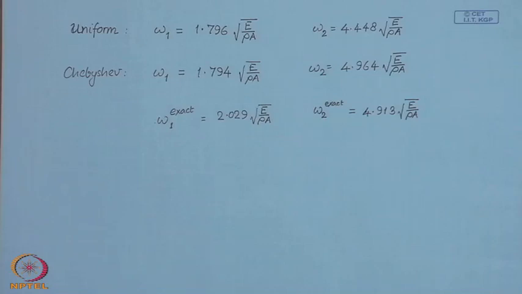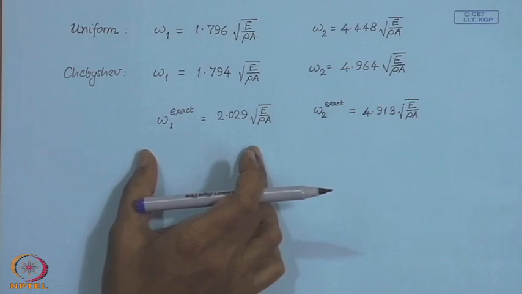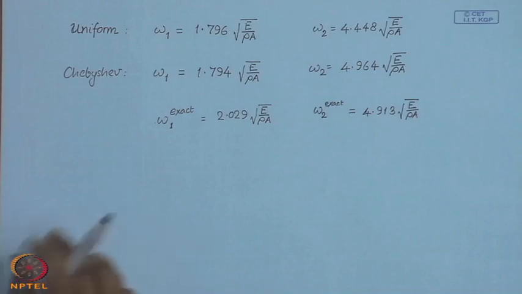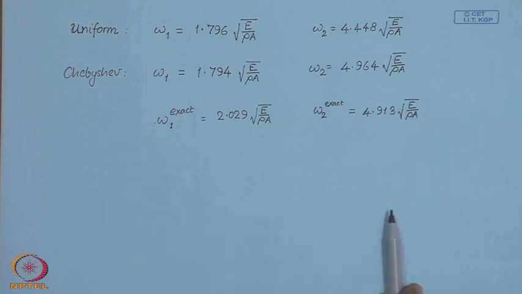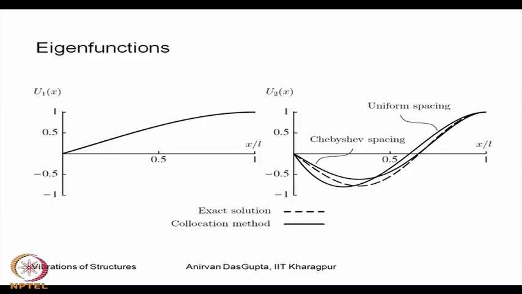Now, if you calculate the eigen functions corresponding to these circular natural frequencies, then what we obtain is shown on the screen. If you look at the fundamental eigenfunction, the eigenfunction corresponding to the fundamental mode, then within the accuracy of this plot, you cannot distinguish the exact method from the collocation method, though the natural frequency is in some error. But this can of course be rectified by considering more and more terms in the expansion and making it more accurate.